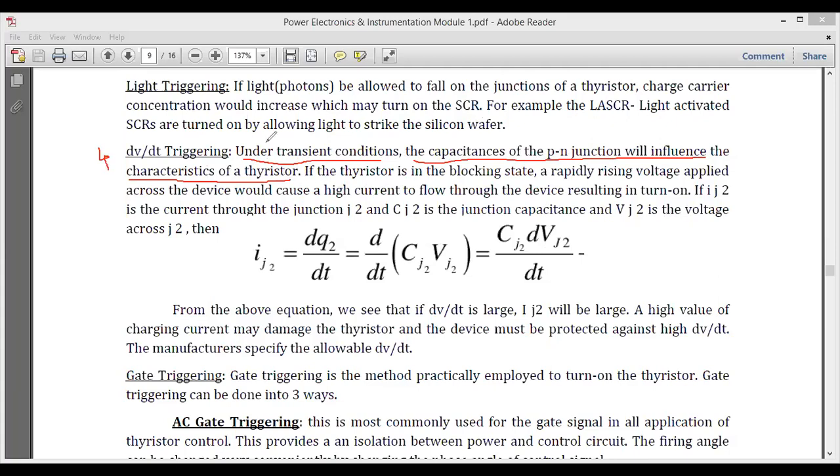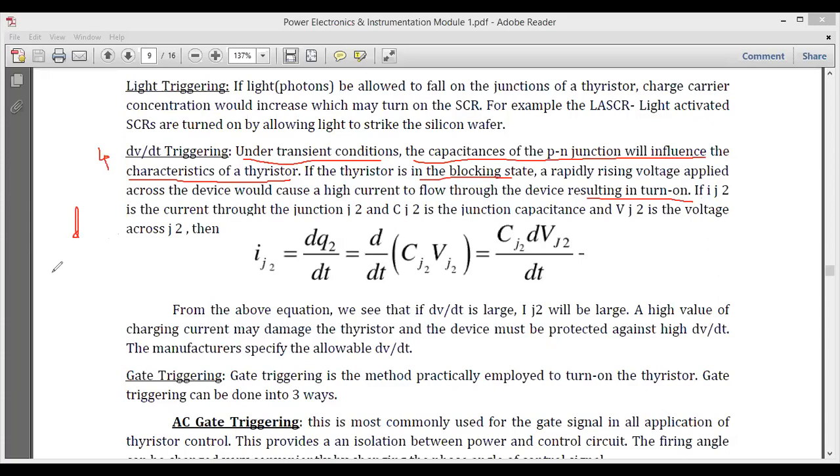thyristor. And if that thyristor is in the blocking state, do you know what we mean by the blocking state? It is not in the active region, it is still in what is called the forward blocking state. A rapidly rising voltage applied across the device would cause a high current to flow through the device, resulting in turn on. That is the same thing. Change in the voltage, dV by dt, is nothing but the rise in the voltage, the change in the voltage with respect to time t.